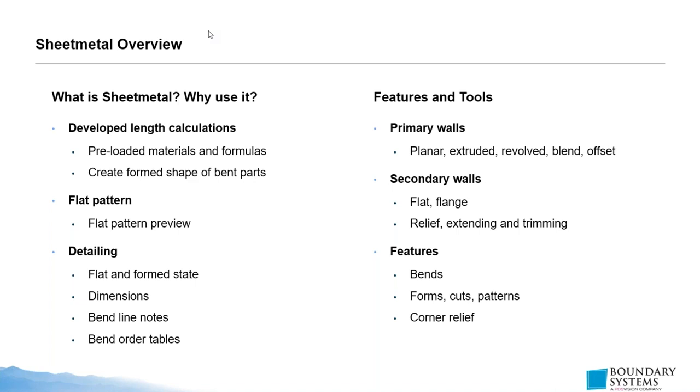thing we do. From there, we can either create additional primary walls, or usually we're going to create secondary walls that, you know, come off of this primary wall. So I'm going to show these features specifically, but the main ones are going to be flat and flange. Additionally, we can trim and extend existing walls, existing edges, etc. Lastly, we can add features that are not walls. These can include bends, cuts, form punches, or patterns.